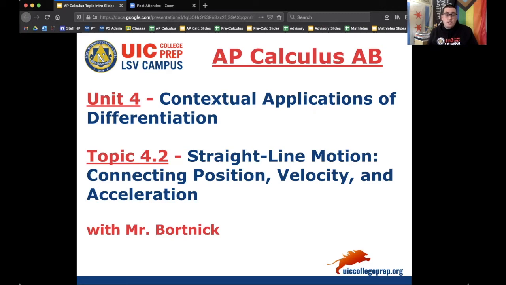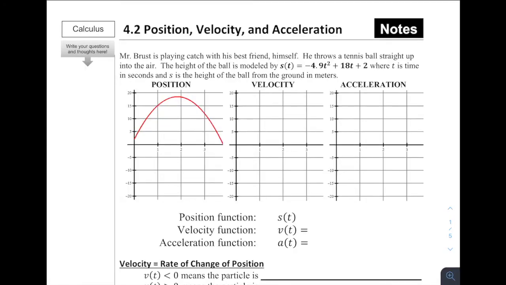We're in Unit 4, Contextual Applications of Differentiation. Today we're talking about topic 4.2, which is about straight line or rectilinear motion. We're connecting position, velocity, and acceleration. Enjoy today's notes. All right, welcome to 4.2, which is on position, velocity, and acceleration.